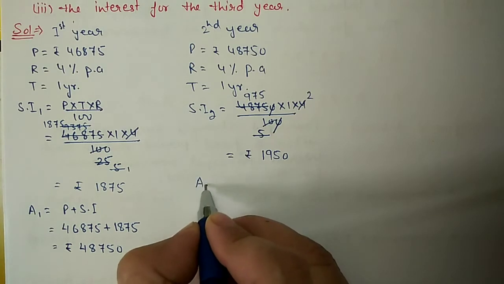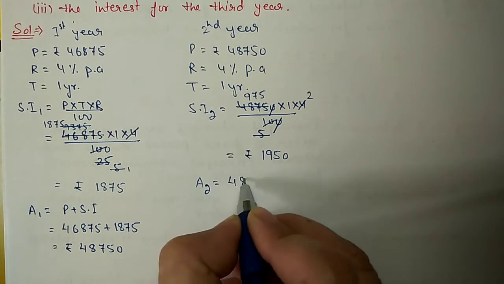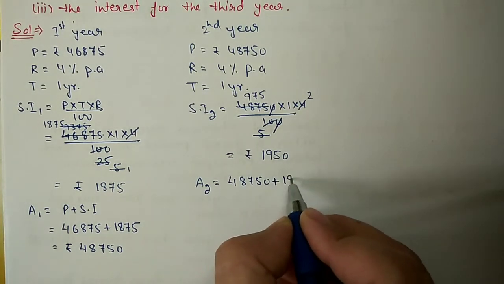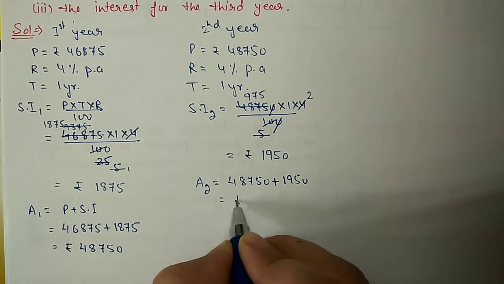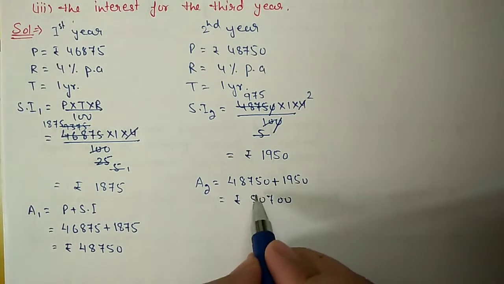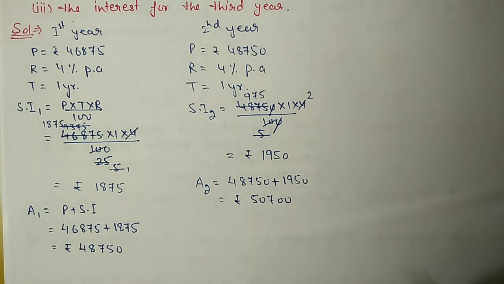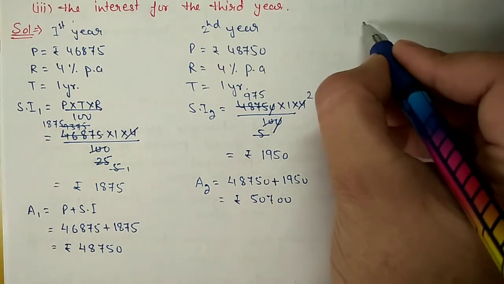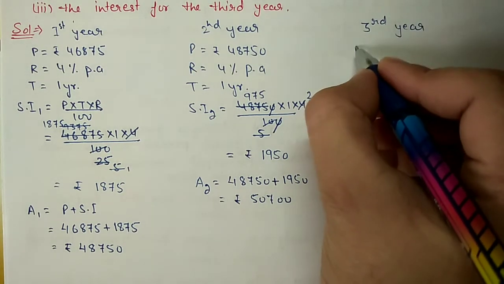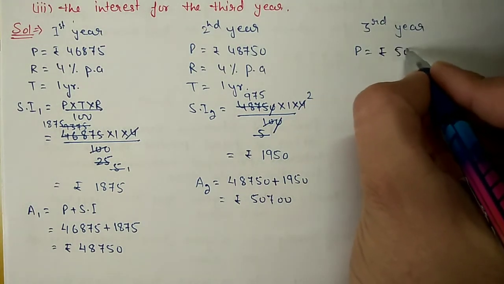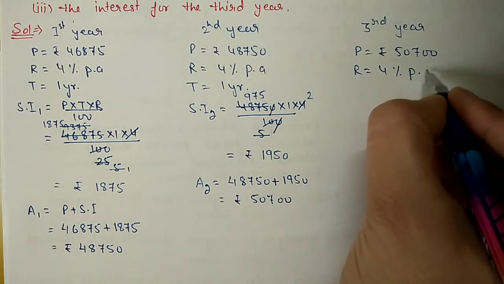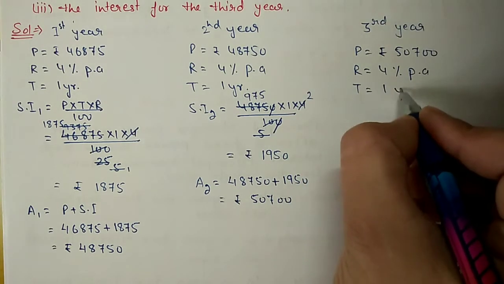So the amount by the end of the second year will be the principal at the starting of the second year plus the simple interest for that year. So we will get here 50,700 rupees. Now this 50,700 rupees will become the principal for the third year. So for the third year, principal money is 50,700 rupees. Rate of interest is the same, 4% per annum, and time is for 1 year.